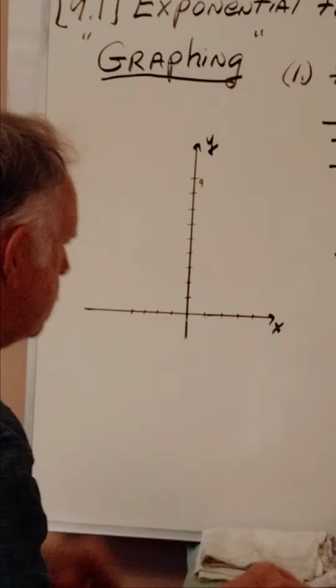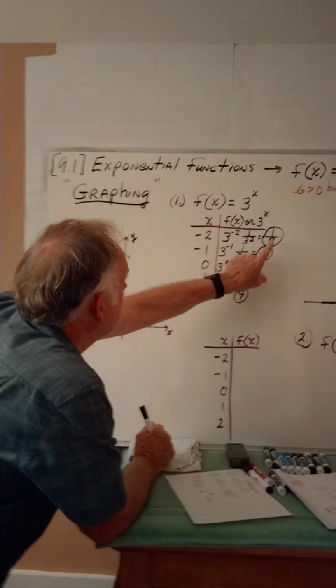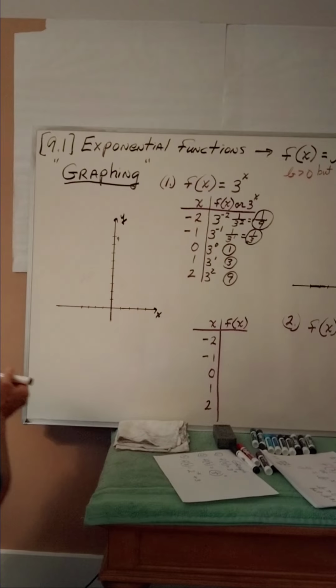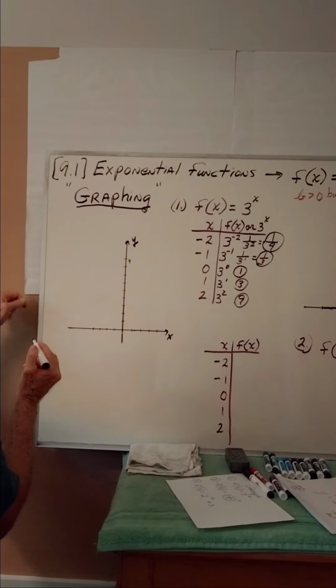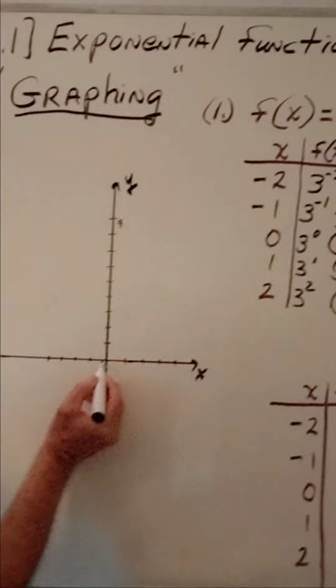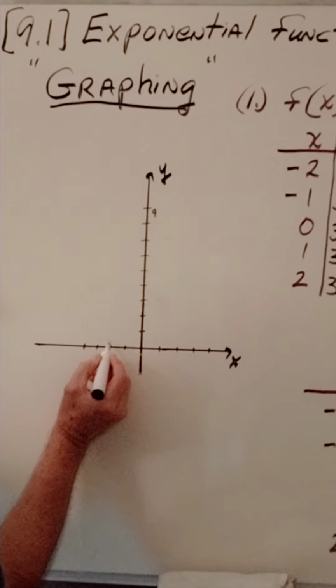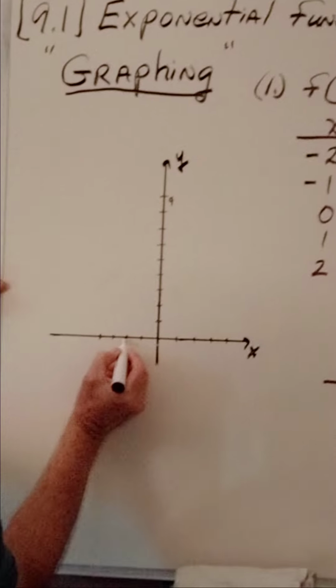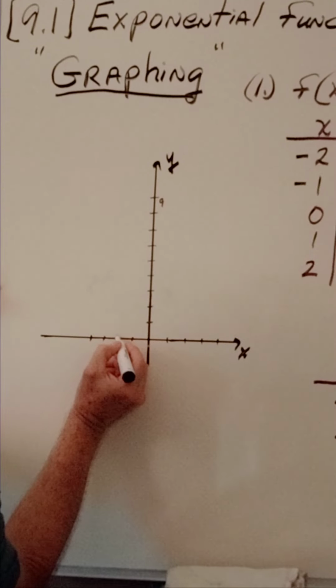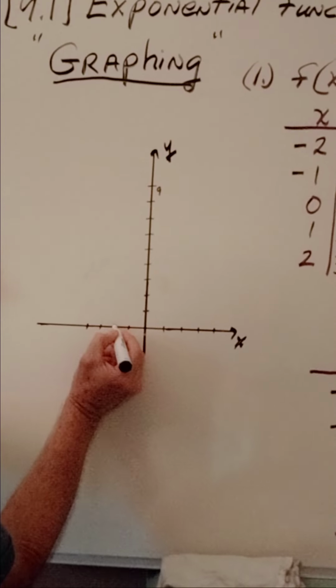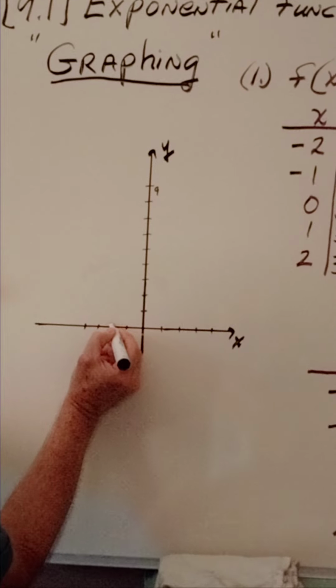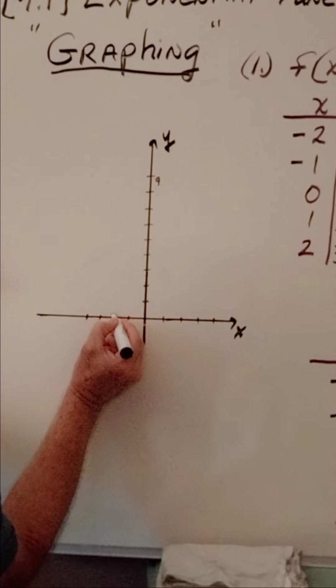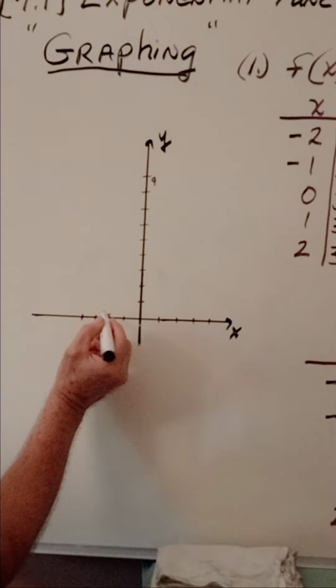And I think we'll have enough room to do this. Let's see if we can plot these. Let's go ahead and start with if x is -2, y is 1/9. Now we can only come so close. If x is -2, then y is going to be just above the x-axis. It's not going to touch it. Just so that you can see that point.